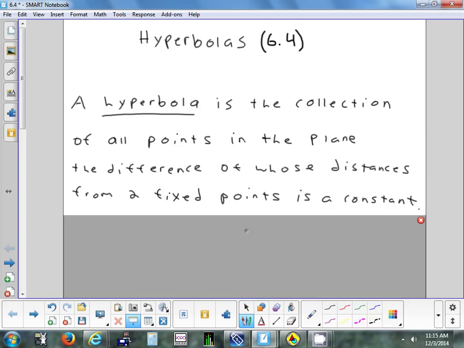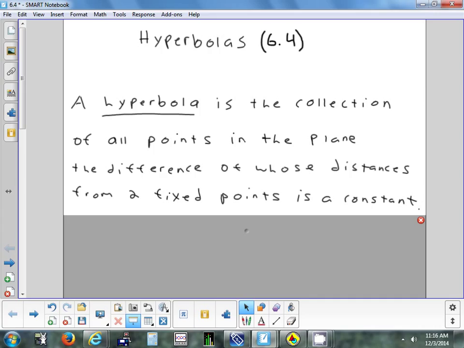Instead of, yesterday, we didn't look at a difference. Anyone remember what we looked at yesterday? It was a sum. Yeah. So in an ellipse, you're looking at the sum of the distances from two fixed points. A hyperbola, you're looking at the difference.